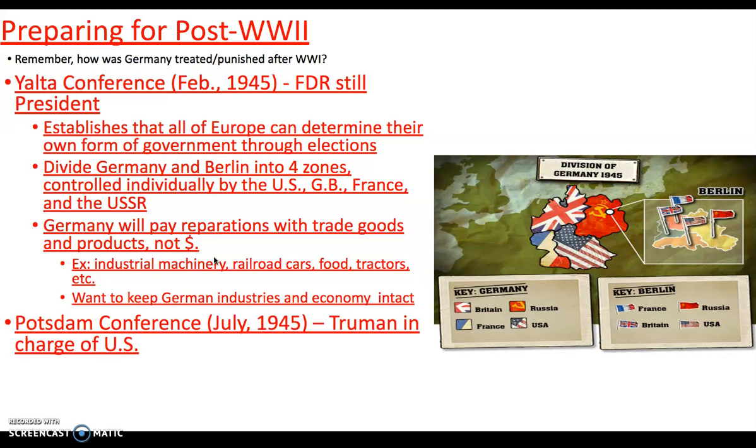All right. So at the Potsdam Conference, which is a few months later, Germany has surrendered and Japan is on the verge of surrendering. Now we have Harry Truman, who has been president for the last 3 months or so, since FDR passed away. He was vice president, so that's how he stepped up here. So Truman is put in charge of the United States.